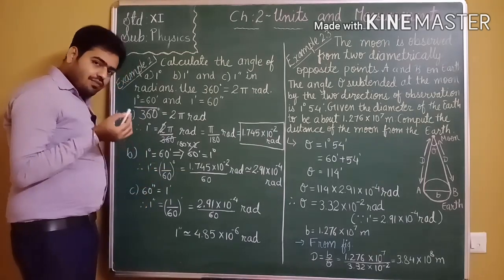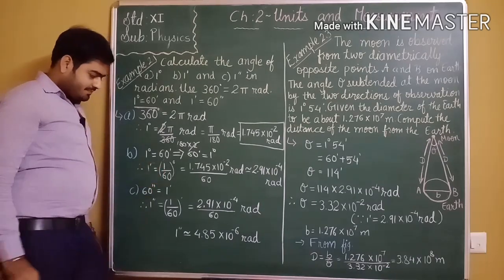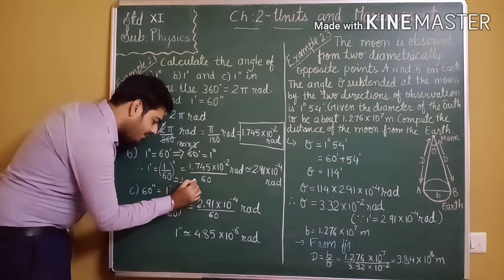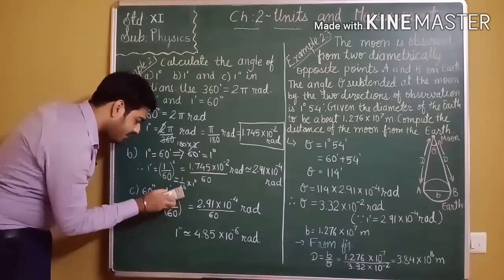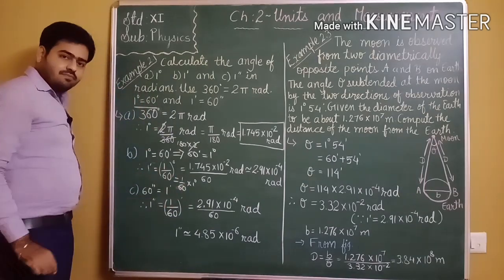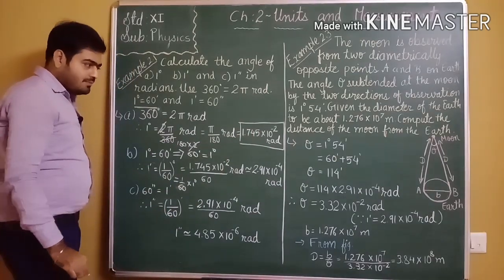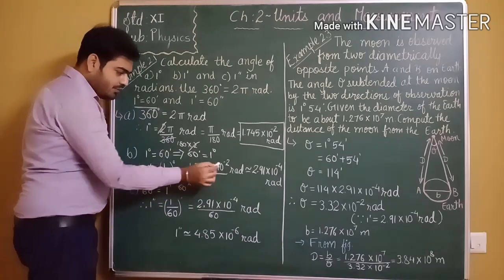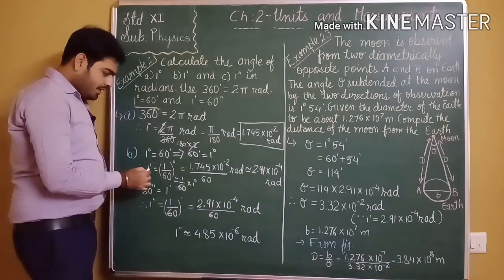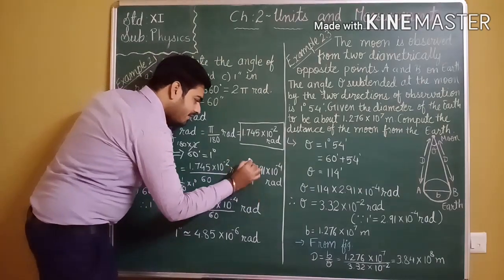So this 1 minute angle is very small in comparison to 1 degree, that is the 60th part of a degree. This 1 by 60 degree can be written as 1 by 60 into 1 degree. The value of 1 degree is 1.745 into 10 raised to minus 2 radian. So 1.745 into 10 raised to minus 2 radian upon 60 will give you 2.91 into 10 raised to minus 4 radian. So we can write 1 minute is nearly equal to 2.91 into 10 raised to minus 4 radian. This way we have converted minute into radian.